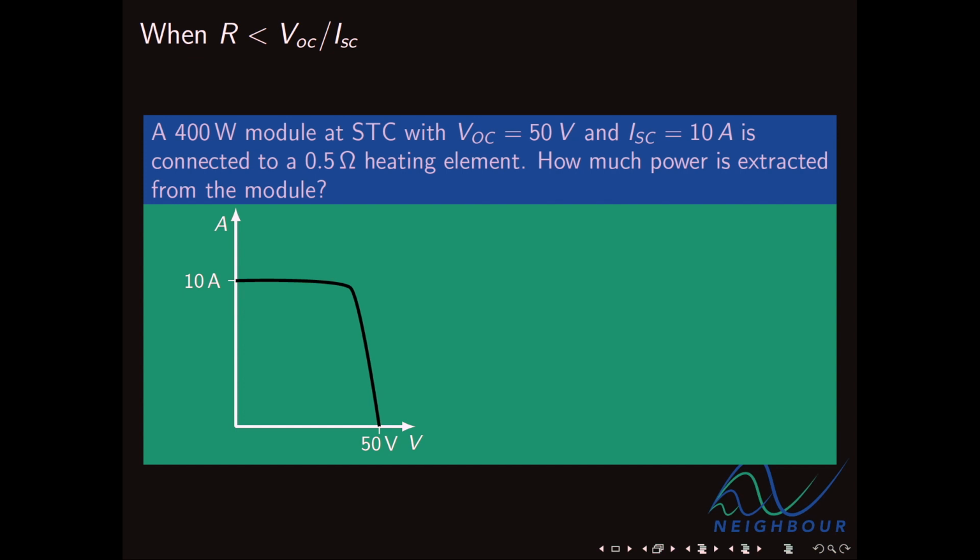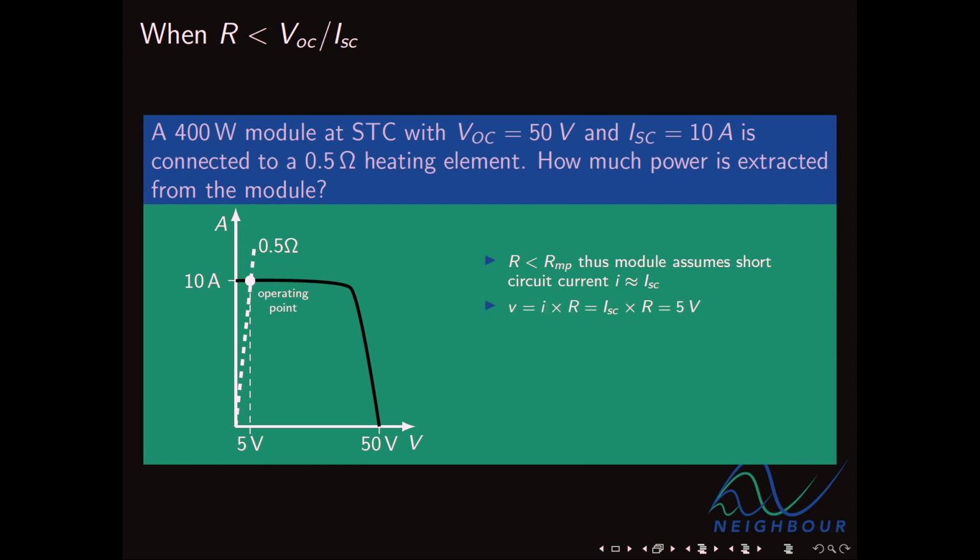And since we're connecting a 0.5 ohm resistance to it, it's going to look like it's shorted. So the module will be putting out a little bit less than the short circuit current. Here I'm just going to assume that it's equal to the short circuit current, and we'll see in the final slide just how good that assumption is. So if it's pushing out its short circuit current, using Ohm's law, we can determine that the module will have 5 volts across it, which is also the voltage across the heater or the heating element. Therefore, the module is only putting out 50 watts, which is too bad because the module is actually capable of 400 watts at STC.